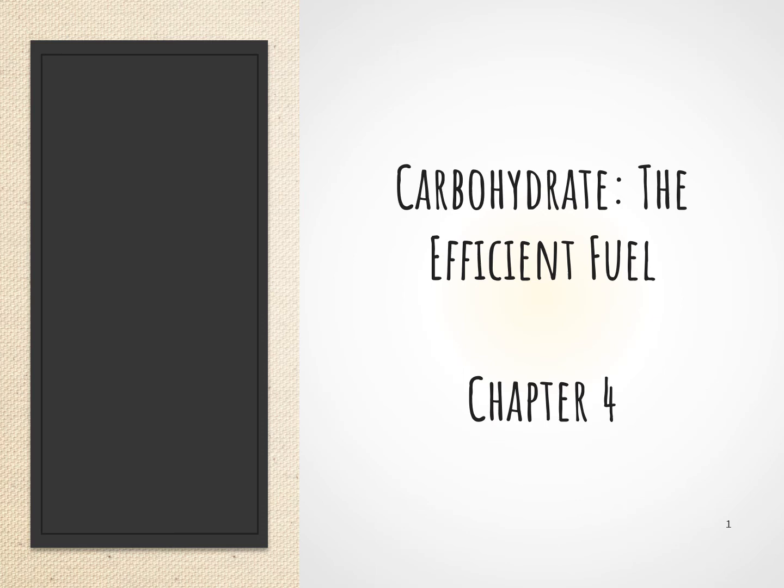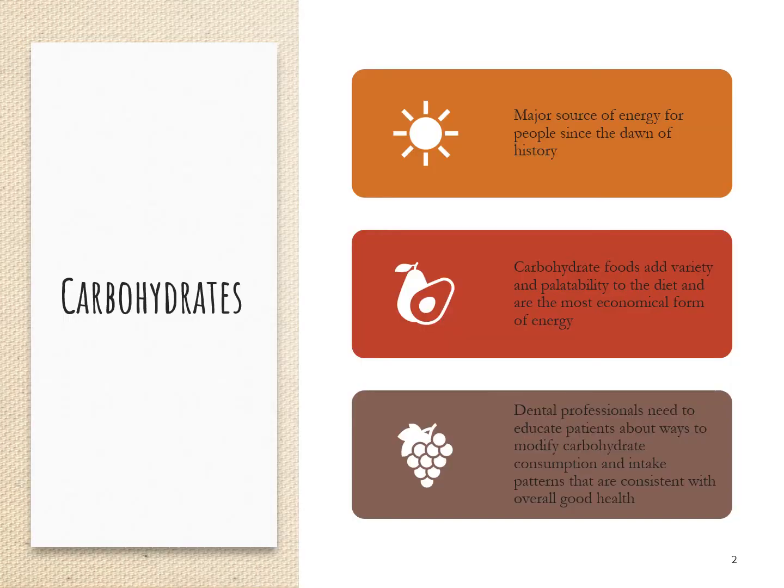Okay, so here we go with chapter 4, carbohydrates, the efficient fuel. As we discussed in chapter 2, carbohydrates contain carbon, hydrogen, and oxygen, which is why they're called carbohydrates, because it is a hydrated carbon atom or molecule. They have been the major source of energy for people since the dawn of time. People have been eating fruits and veggies and starches since people began being people. Carbohydrates add variety and palatability to the diet, and they are the most economical form of energy.